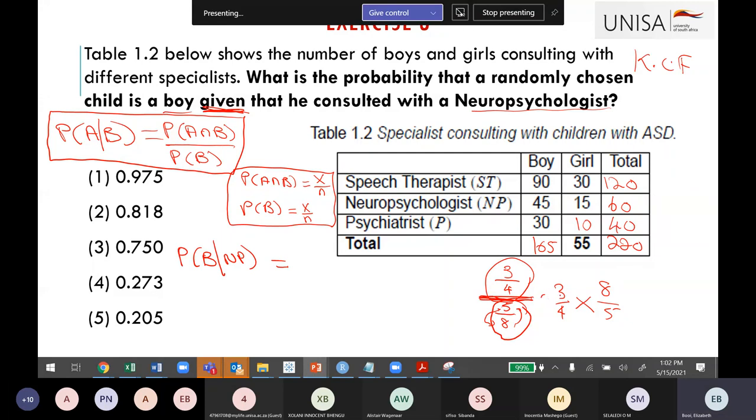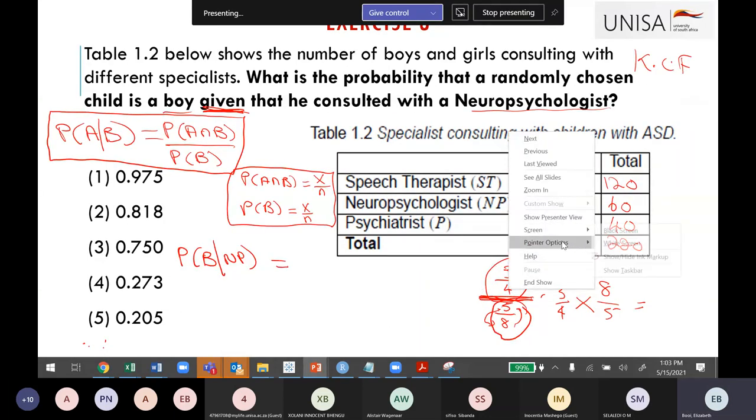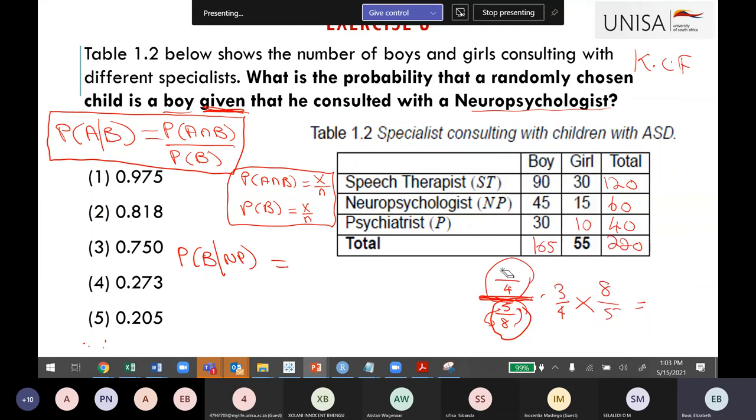And with multiplication, we know that we can simplify already, or we can multiply what is at the top with what is at the top and multiply the bottom with the bottom, and then find the answer. So you're going to get that. And that is the only hint I can give you right now, especially for those who are doing this for the first time. Are we happy now?